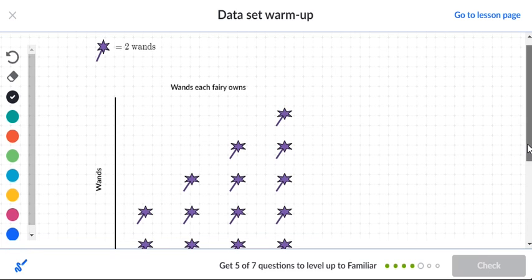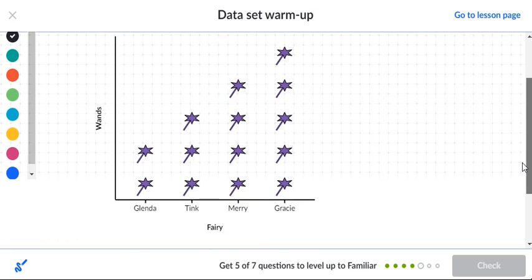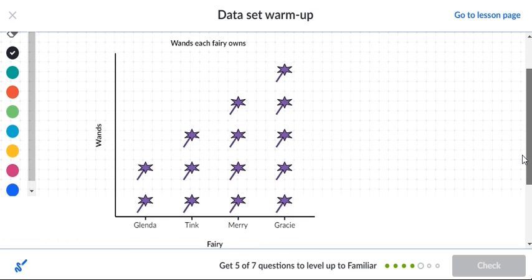Now, on this one right here, they have pictures of wands, and it says wands each fairy owns. When you see the picture of the wand, it doesn't necessarily mean one wand. They actually mean 2 wands. So each one of these purple wands means 2. And again, we have different people's names here: Glenda, Tink, Mary, as well as Gracie. You got to remember that each one of these is 2 times as much.